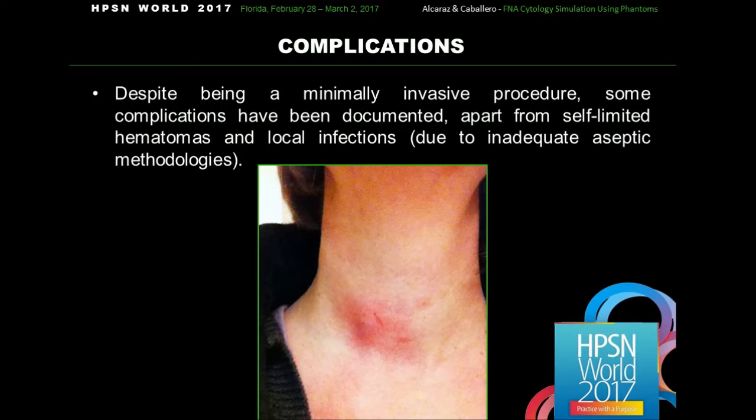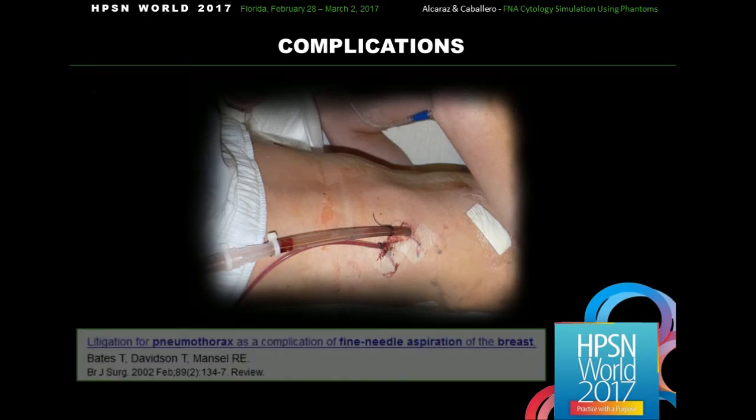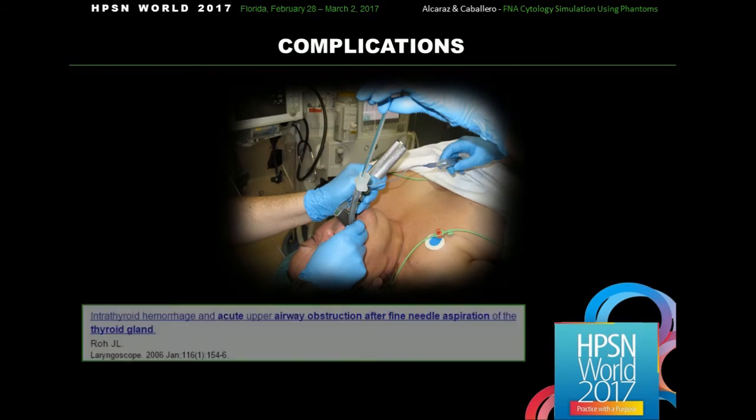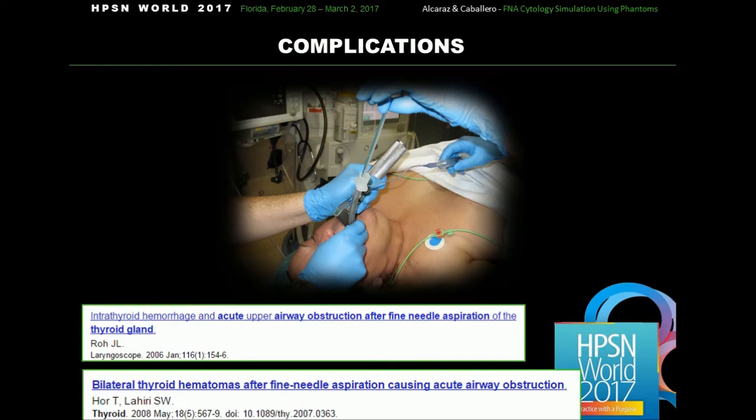Despite being a minimally invasive procedure, some complications have been documented apart from self-limited hematomas and local infections due to inadequate aseptic methodologies. For example, there have been described pneumothorax in FNA procedures on the chest, or airway obstructions when the procedure has been performed in the thyroid area.